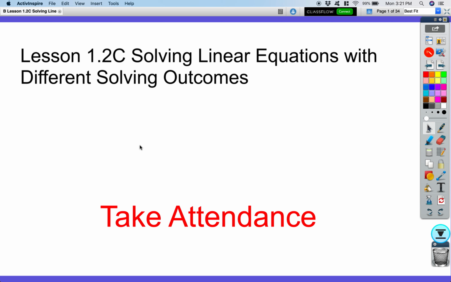What's up, everybody? Obviously I'm not here, and today what we're going to do is look at lesson 1.2c, solving linear equations with different solving outcomes.